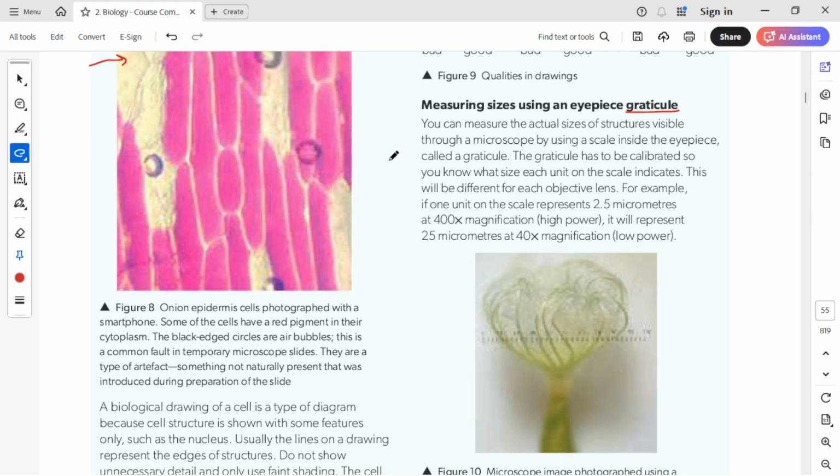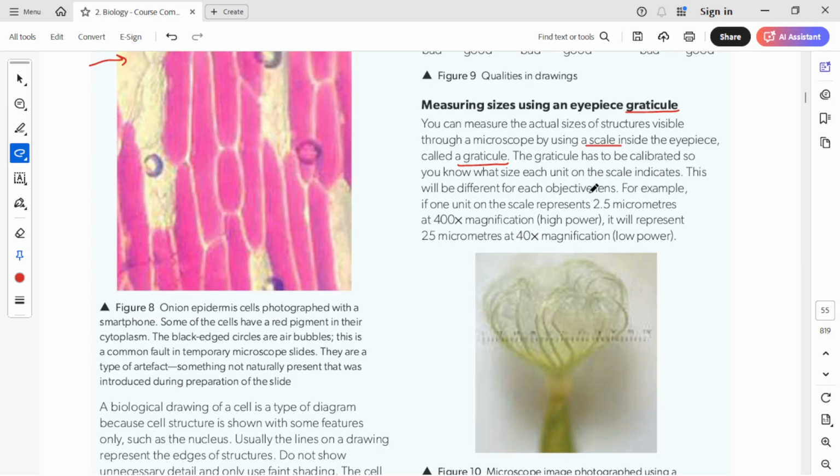Okay, so you can measure the actual size of structures visible through the microscope by using a scale inside the eyepiece called a graticule. The graticule has to be calibrated so that you know what size each unit on this scale indicates.